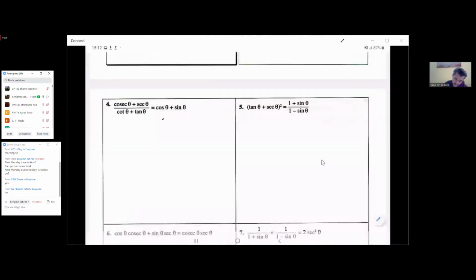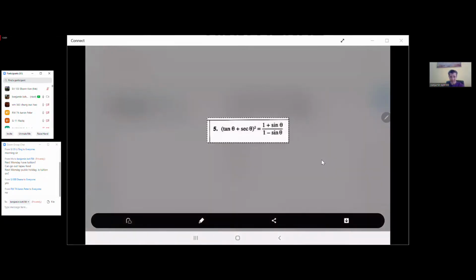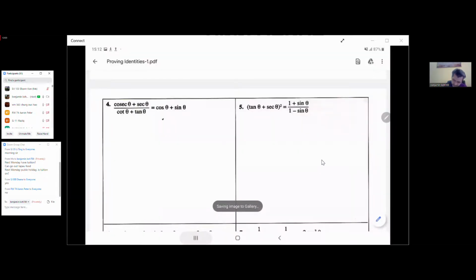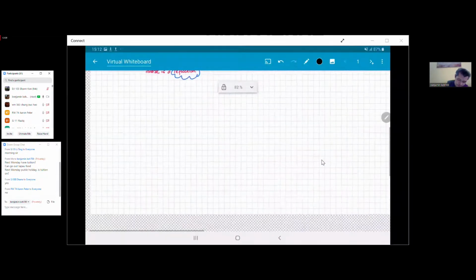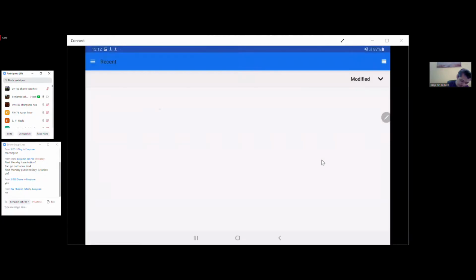Some of you mungkin pandai and you have found the answer by yourself. Very good, excellent, okay? That is a very, very encouraging thing to do, okay? Very good. So let's look at question number 5.